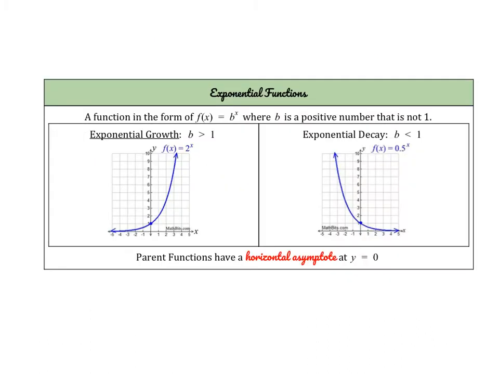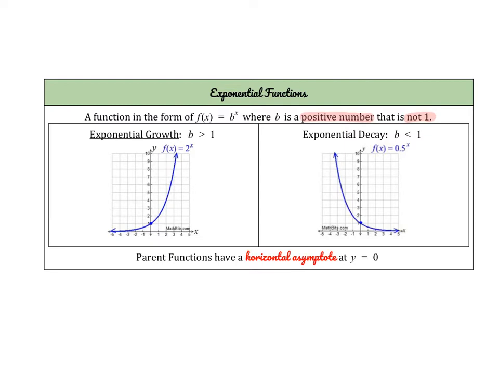So an exponential function, by definition, is a function in the form of f of x equals b to the power of x. Notice that our x value is in the exponent. That's why we call it an exponential function. Where b is always a positive number, that's really important. b is a positive number that is not 1.